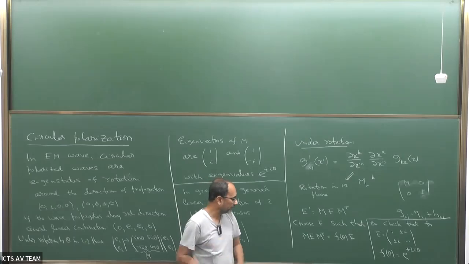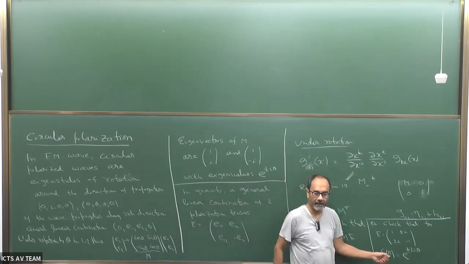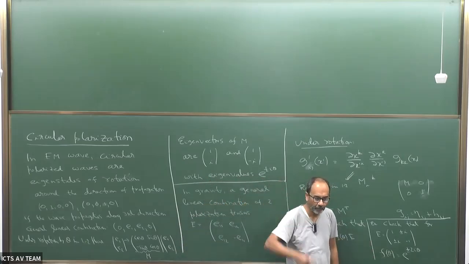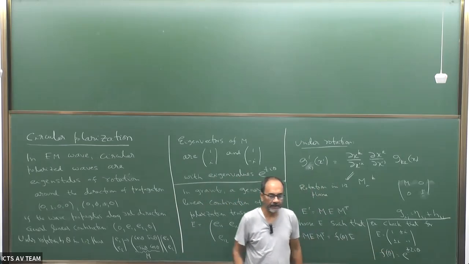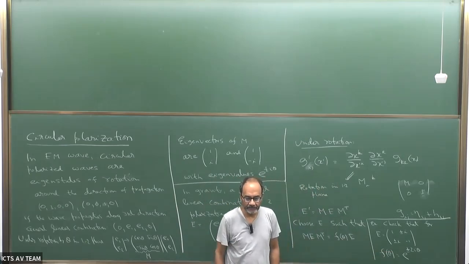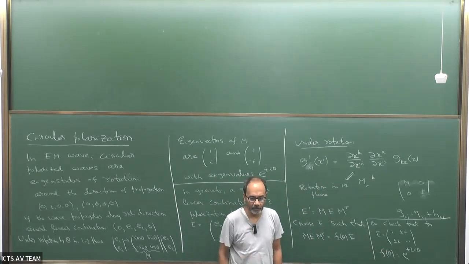But the real information is here. What happens under rotation? If you have a plane wave propagating in a certain direction, how does that change when you rotate about the axis of propagation?